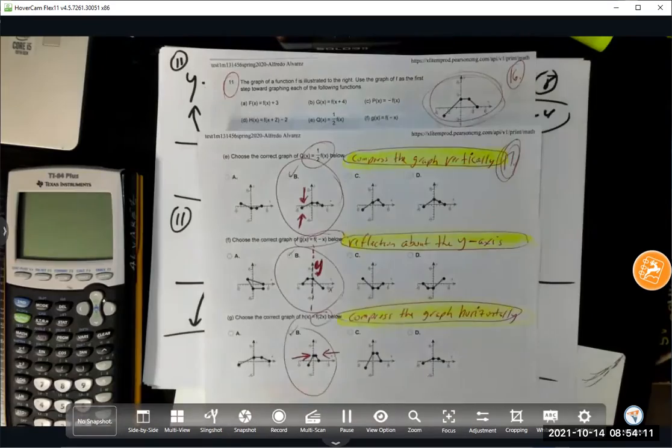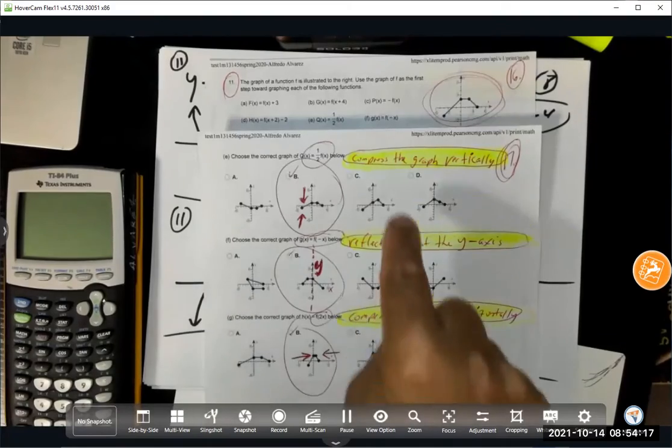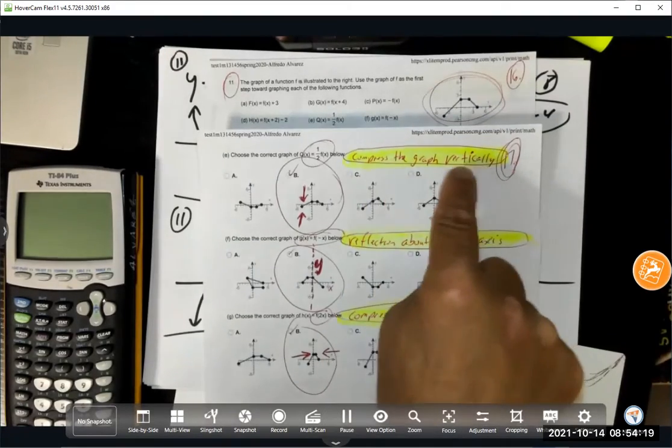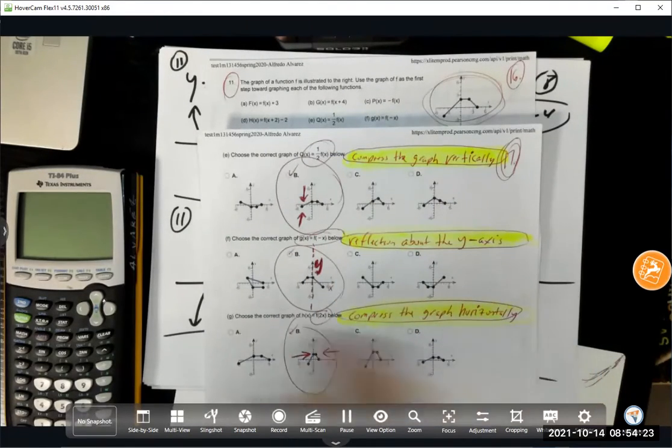Just put the thing next to you so you can see it. This way it does. Compress the graph vertically. You don't need to know what that vertically means, up and down. Compress the graph horizontally. Horizontal means this way. You squish it this way. That's all these words mean.